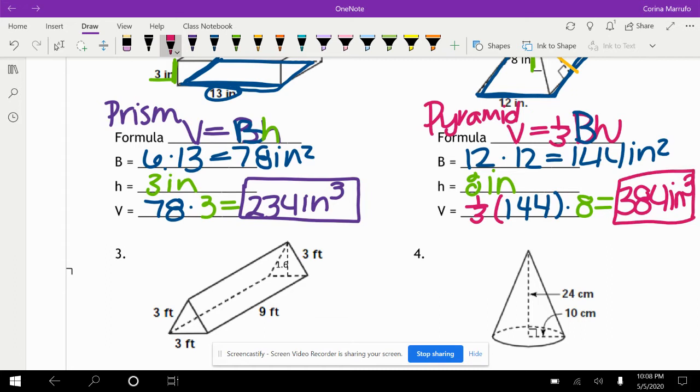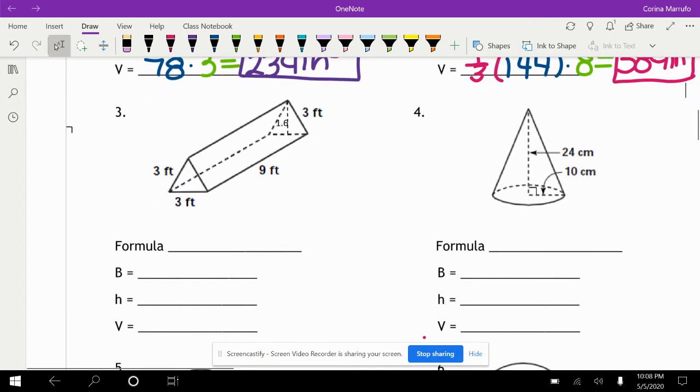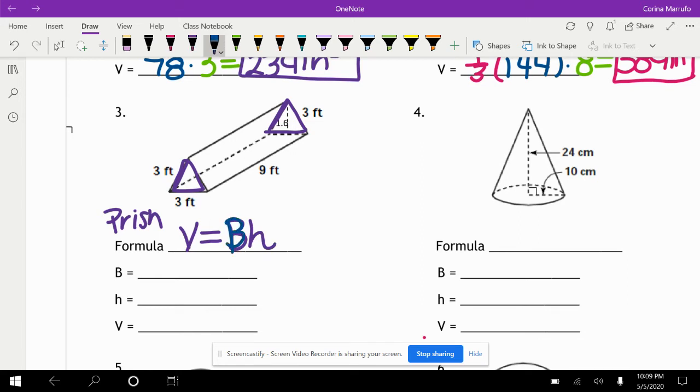All right, moving on to the next one. So this next one we have is a triangular prism. So we know this one is a prism because we have 2 parallel bases. So here are my 2 parallel bases. And so that means we're using volume equals big B times little h. And remember, big B stands for the area of the base. And even though this prism is lying on its side, this is going to be my base. Okay, so since this is a triangle, we're going to do 1/2 our base, which is 3 feet.